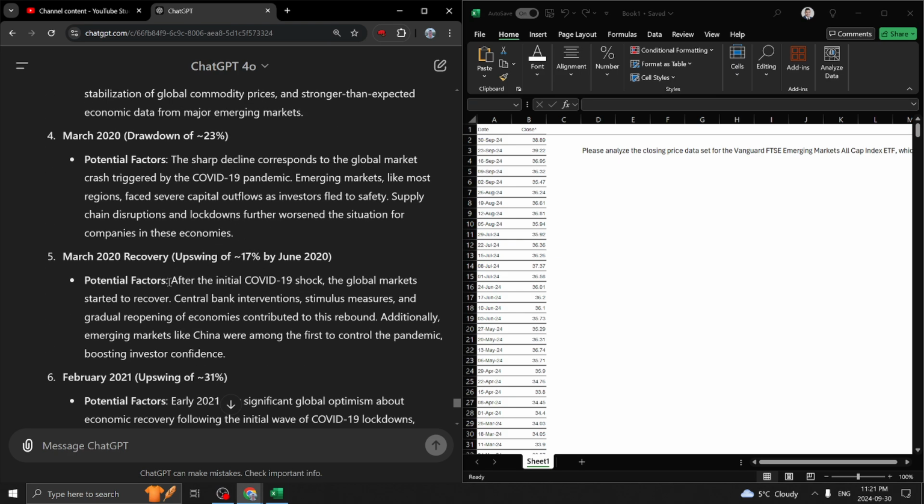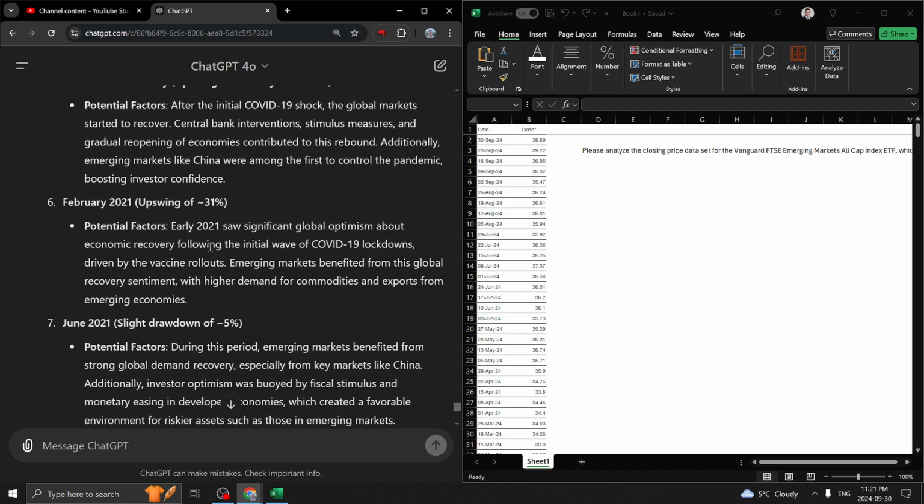Upswing 17%. After the initial COVID-19 shock, the global market started to recover. Central bank intervention, stimulus measures, and gradual reopening. Additionally, emerging markets like China were amongst the first to control the pandemic, boosting investor confidence. Nice. Okay. And then in 2021, another 31% upswing. Early 2021 saw significant global optimism about economic recovery following the COVID-19 lockdowns, driven by vaccine rollouts. Emerging markets benefited from this global recovery sentiment, with higher demand for commodities and exports from emerging markets.